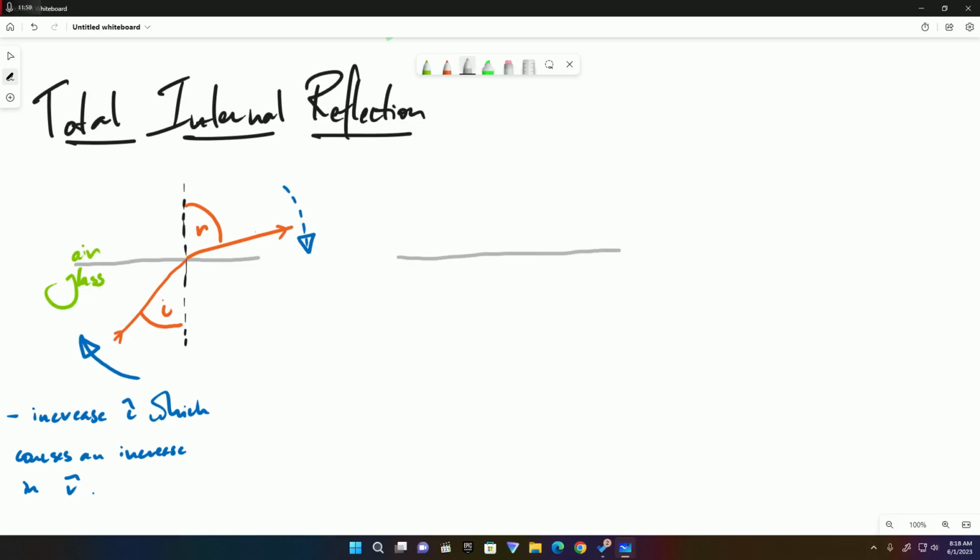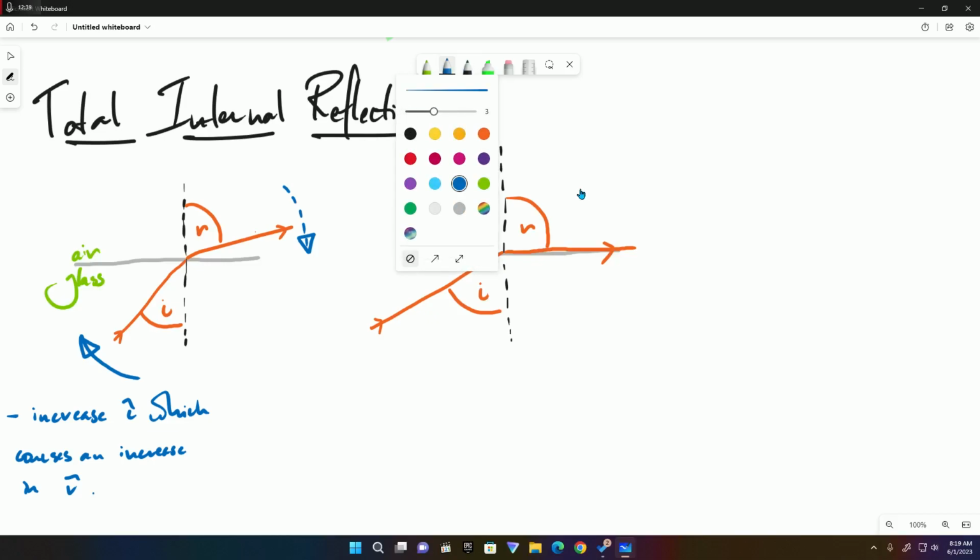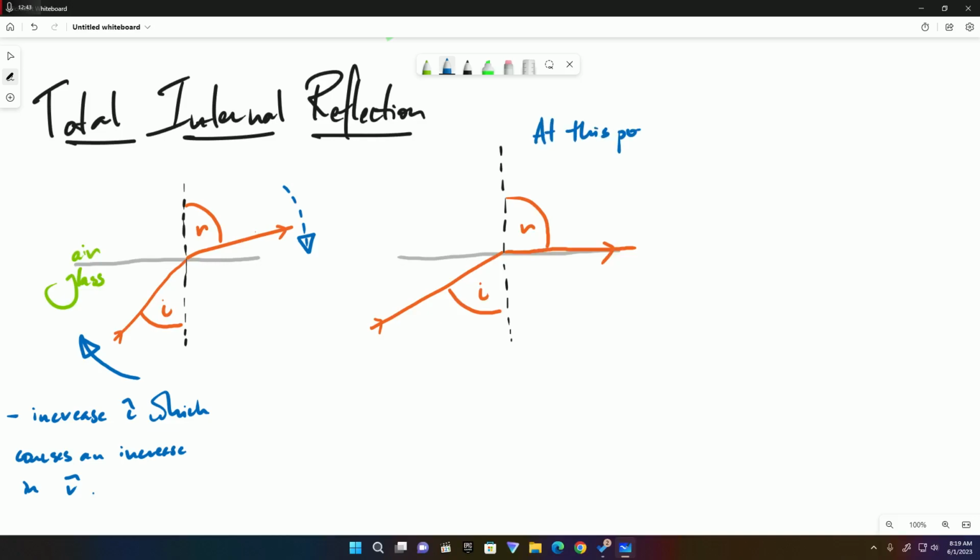right, you end up at a point where our goodly little ray of light no longer leaves the glass. Oh no. Please note, these are sketches, right? This is not a representation of where the angle would be. It's just a sketch. The ray of light travels along the boundary between glass and air. Now, this is your angle of refraction, and this is your angle of incidence. At this point, I should probably use a different color. Let me use blue. At this point, angle of refraction is 90 degrees.